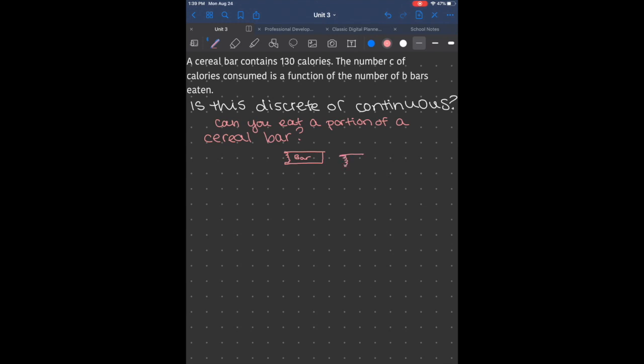So there's a tiny bite and there's like a medium-sized bite. Or you could leave crumbs, that's a small part left. And that's like the definition of a continuous function: you can have any number in between 0 and 1 bars eaten.